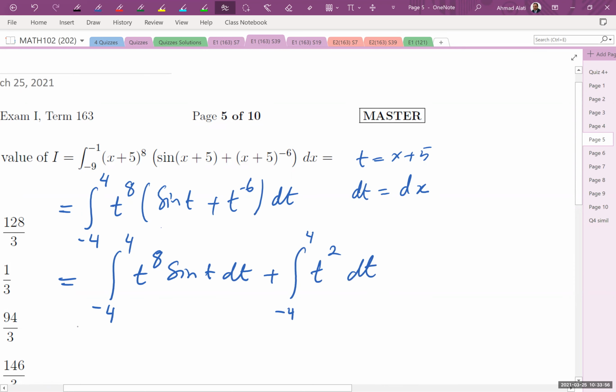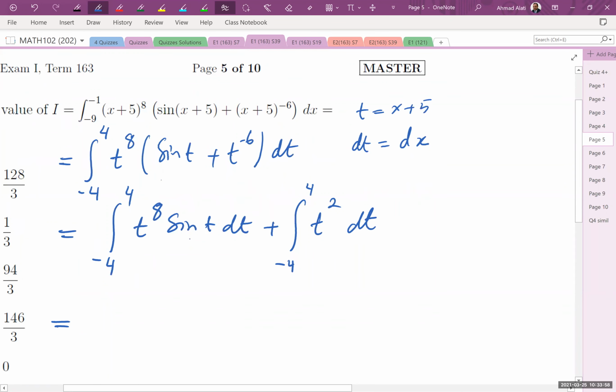Okay, this is equal to... what do we have here, ya shabab? This one is what? Odd. Zero. This is odd, so this will be what? 0. Plus this one is what? Even. From 0 to 4, we will have double the integral from 0 to 4 of t squared dt. And this will make the calculations so easy.